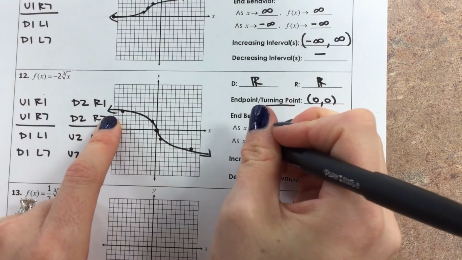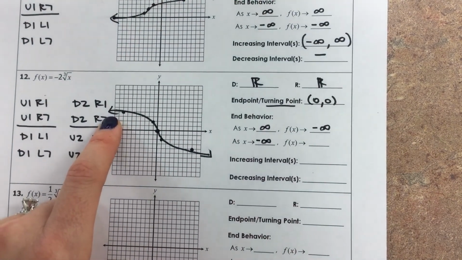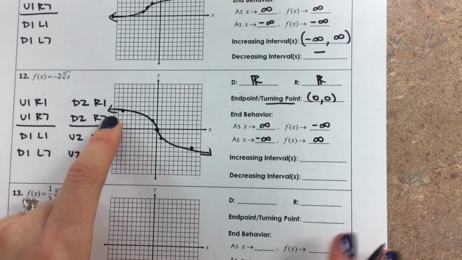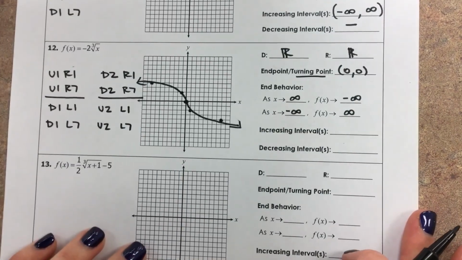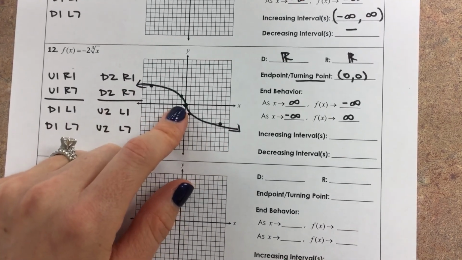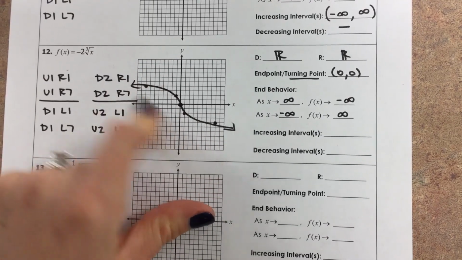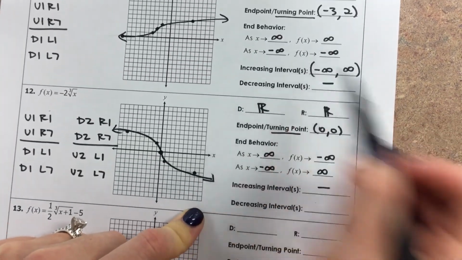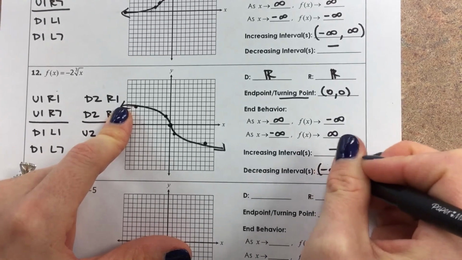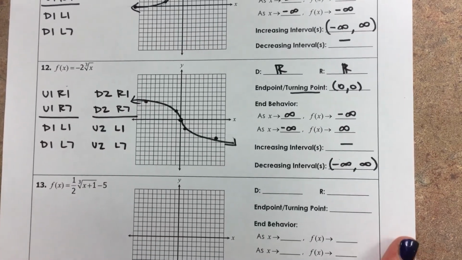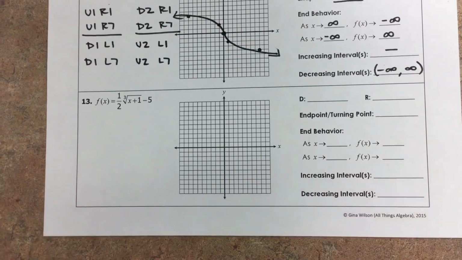Then we talk about the left end of the graph, which is a left arrow. And that left arrow is going up. So we use positive infinity for f of x. All right, and then increasing, decreasing, it's either all one or all the other. This one decreases the whole time. So never increasing. And then decreasing, we do the same thing we do here. From the left arrow to the right arrow. That's it, always decreasing.